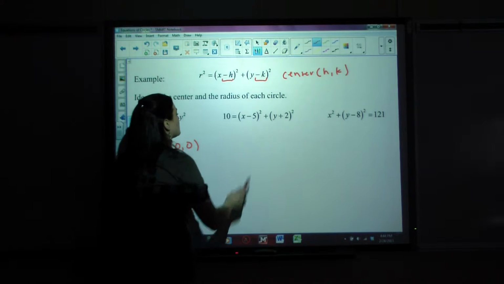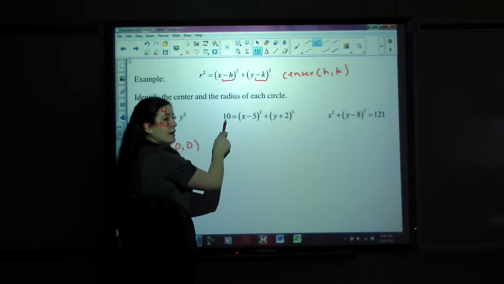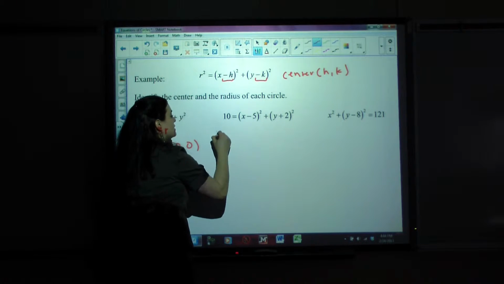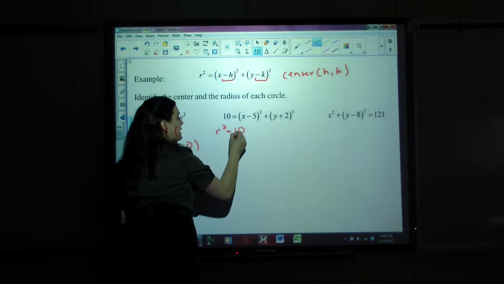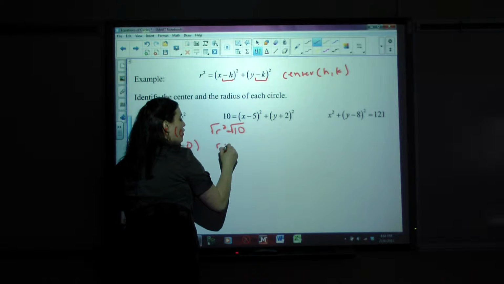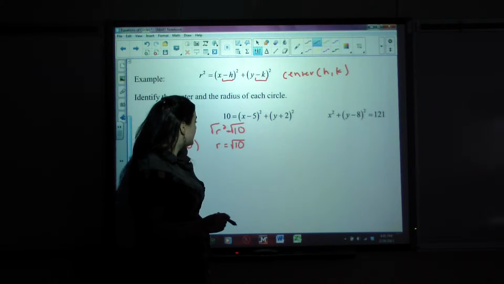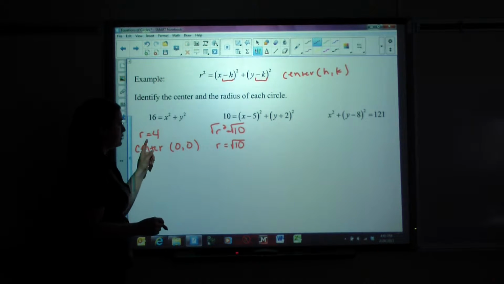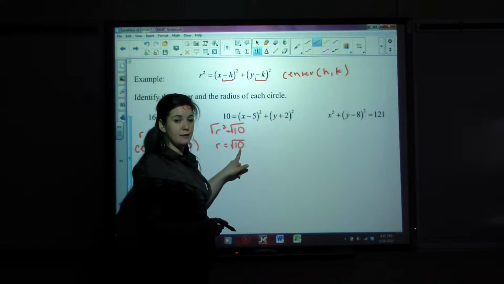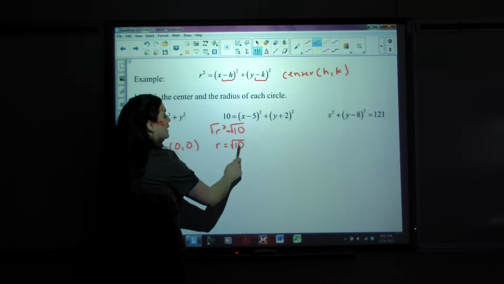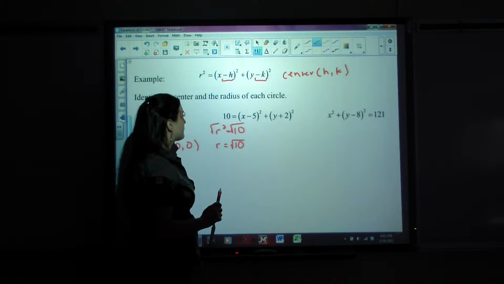Now, let's look at the next one. We have r squared. Well, what number squared gives you 10? That one's not so nice. So we know r squared equals 10. So if I want to simply find r, I'm going to have to square root both sides. So r is actually the square root of 10. Not a nice pretty whole number, but the square root of 10. Not 10, but the square root of 10. We need to remember that. So the radius here is the square root of 10.